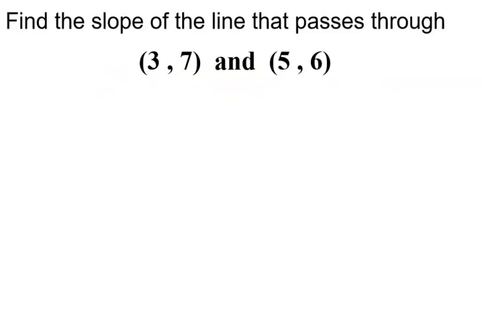For example, if you're asked to find the slope of the line that passes through the points (3, 7) and (5, 6), the first thing you should do is label point number 1 and point number 2. And it doesn't matter which way you label it, as long as the x and y both have a 1 here and the x and y both have a 2 there. Once it's labeled, it's easier to see where they go in this ratio, in this formula over here on the right.